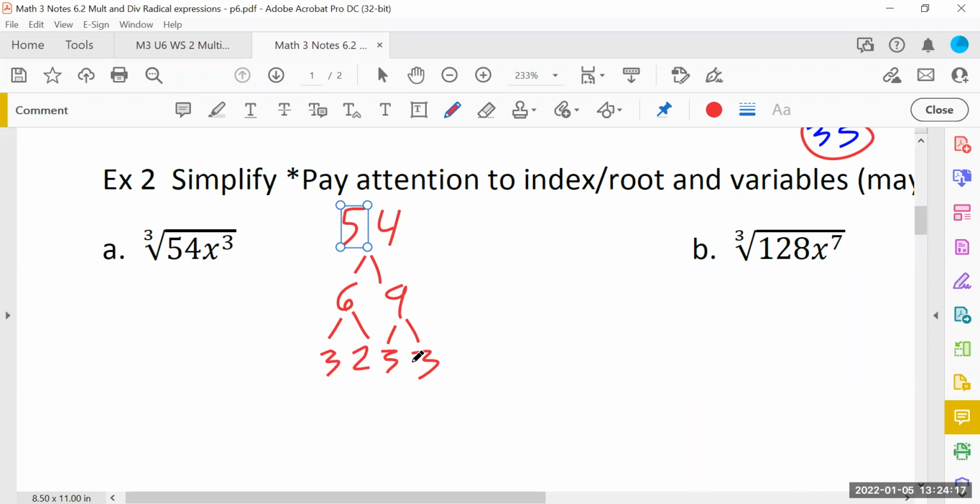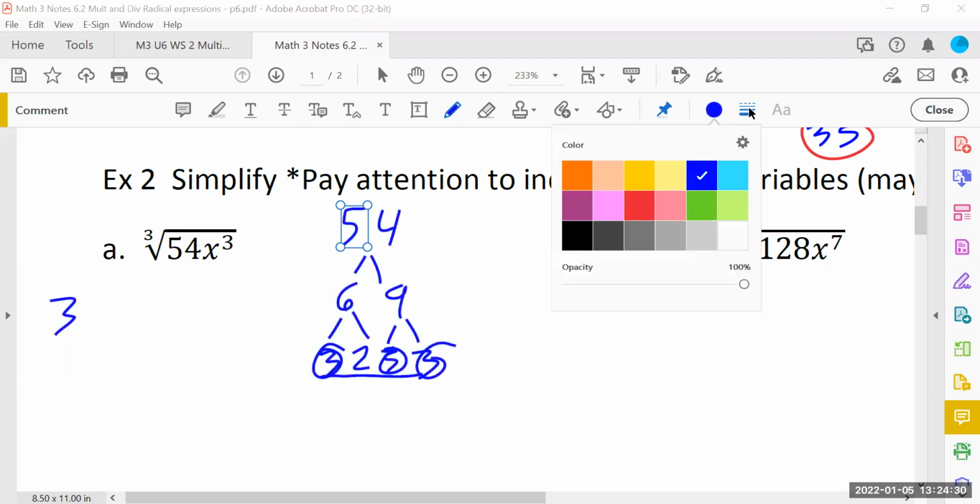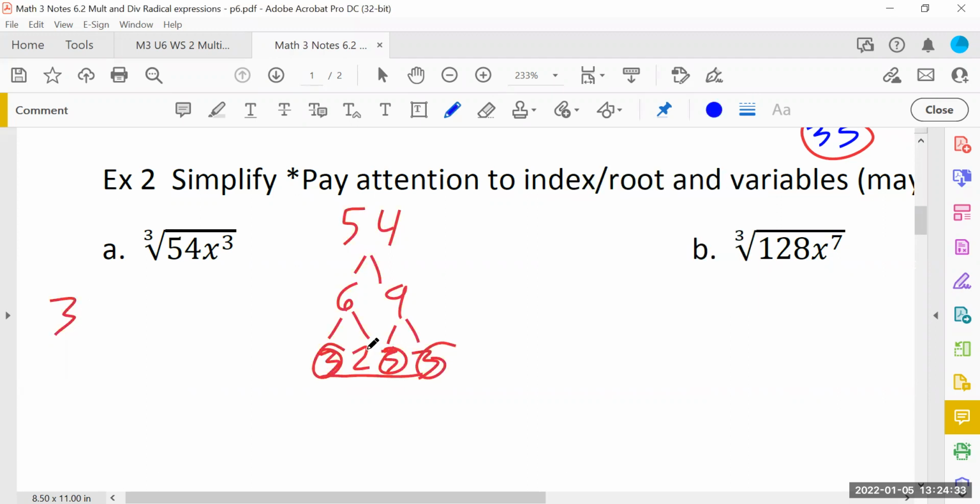Do I have a set of 3 numbers that I can take out? Right, we got 3 3s. So we can take the 3 out. 1, 2, 3, those all come out. But I do have 1 left over. I've got this 2 that didn't have a pair, or in this case, a set of 3. So inside the cube root, I'm going to leave 1, not 3, 1, 2 behind.